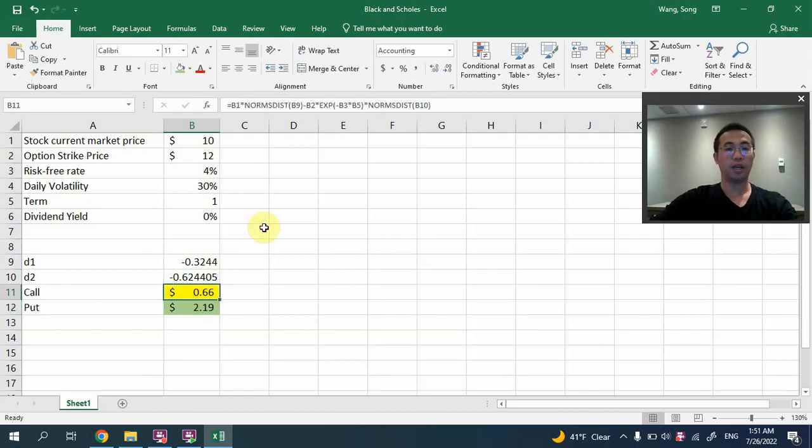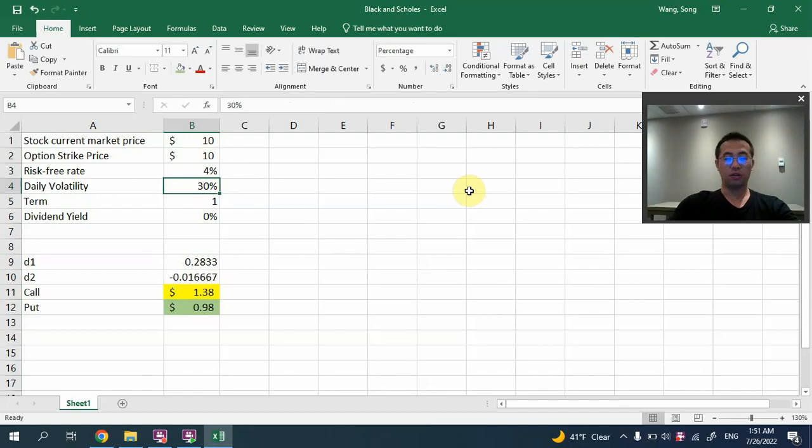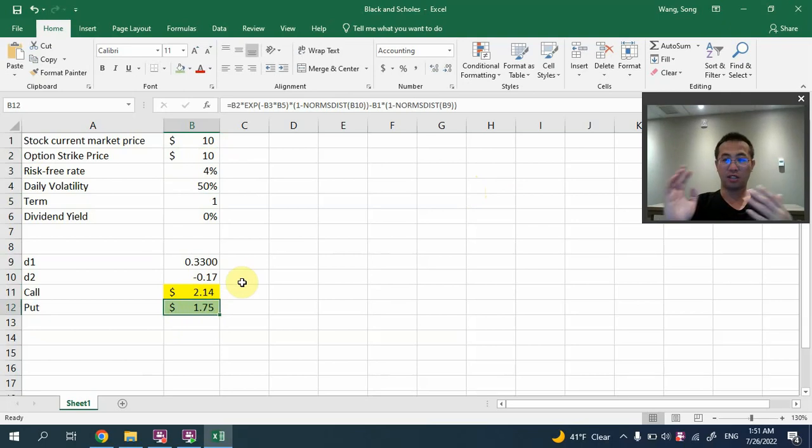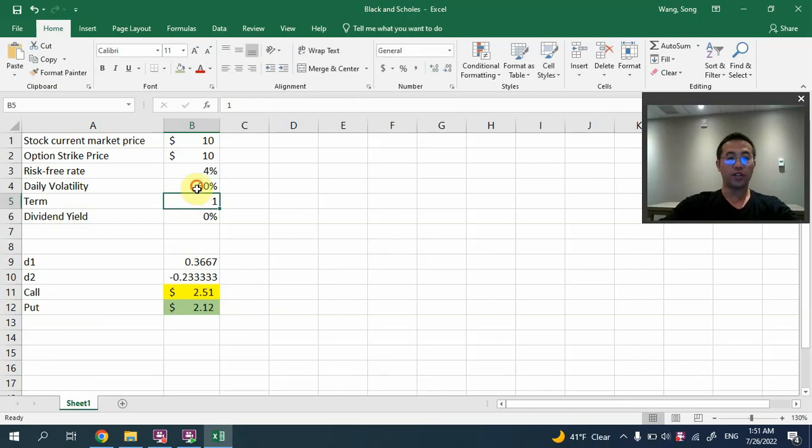All right. And also I'm going to increase the volatility. If the volatility changes, let's say from 30% to 50%, the stock is more volatile. As you can see, both call option value and put option value increase. As I said, the option is like an insurance plan, and the insurance is more expensive if there's more risk in it. So when the stock has a high volatility, then the value of this call option and also the put option will get larger, and vice versa. If the daily volatility is reduced, then you can see the option value is also reduced by a great deal.